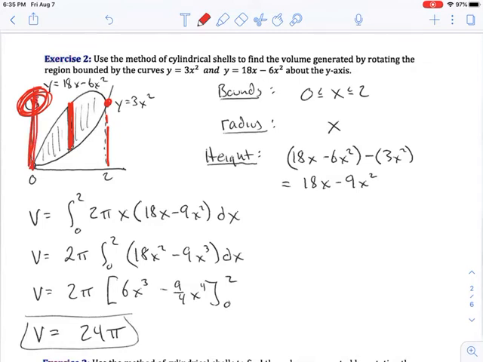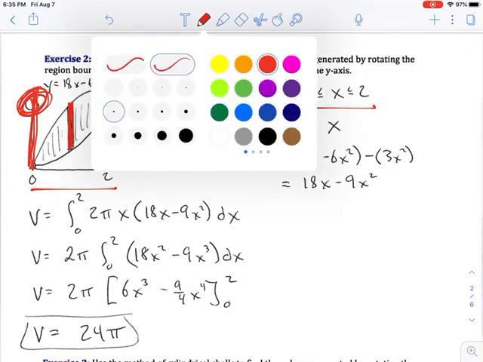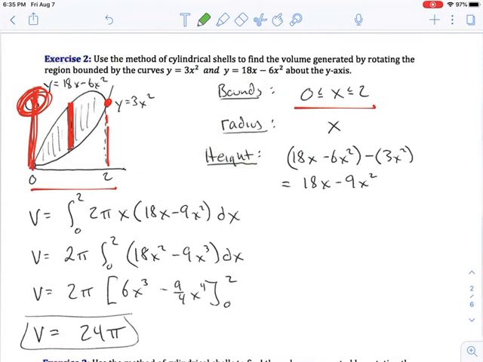So what do I need? I need my bounds. Bounds are from 0 to 2. That comes directly from the graph. The radius is, once again, going to be the distance from the y-axis to my rectangle, which is an x value. And then the height of the rectangle.